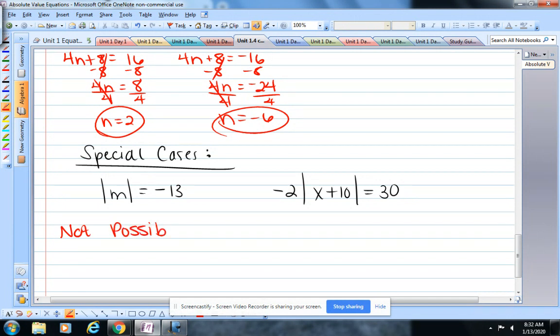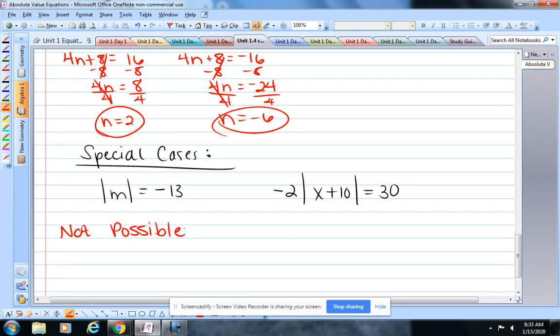You never erase it. Yeah, it's not possible to solve it. No, it's not no solution, because no solution means you solved it and your variables canceled out. Okay? So you say it's not even possible to even start solving. Now look at the next one.